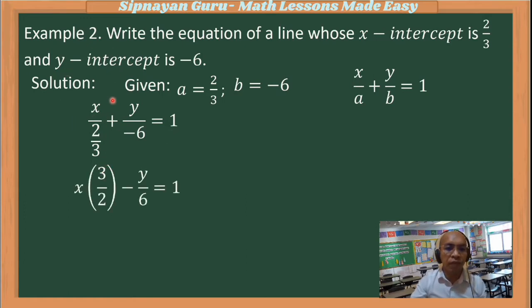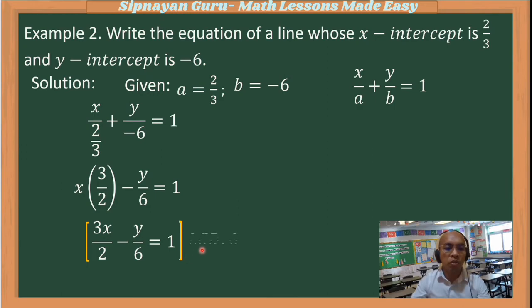Recall, to divide a fraction, we just copy the numerator times the reciprocal of the denominator. So we just copy x, or x over 1. Then the reciprocal of 2/3 is 3 over 2. Then positive divided by negative, that will be negative. So y over 6 is equal to 1. Multiply, so this is 1. So multiply x times 3, so that would be 3x over 1 times 2, 2. Minus y over 6 is equal to 1.